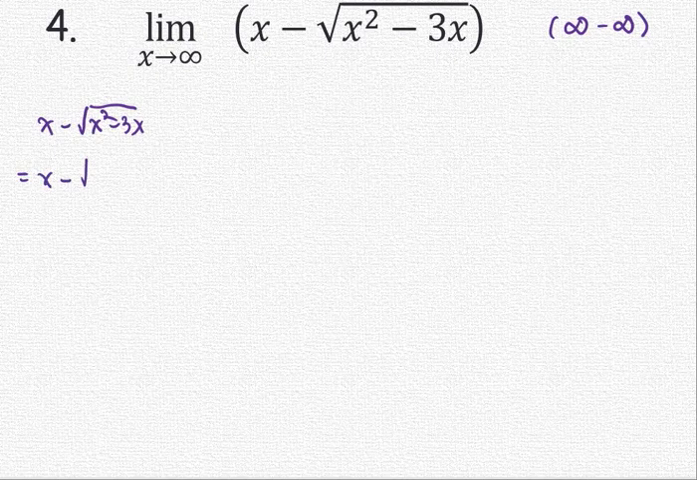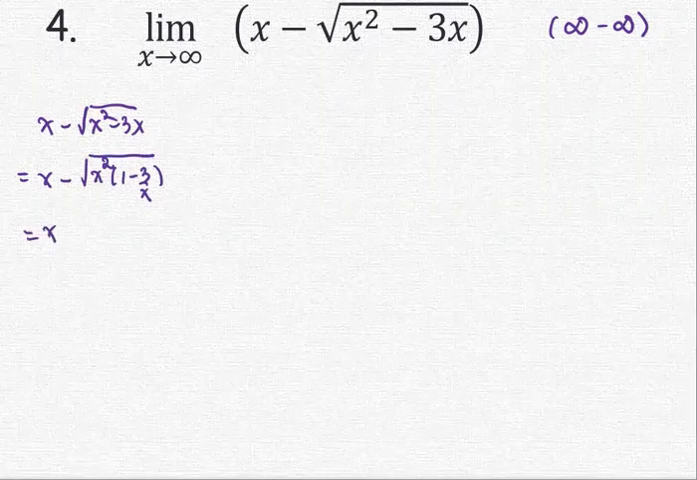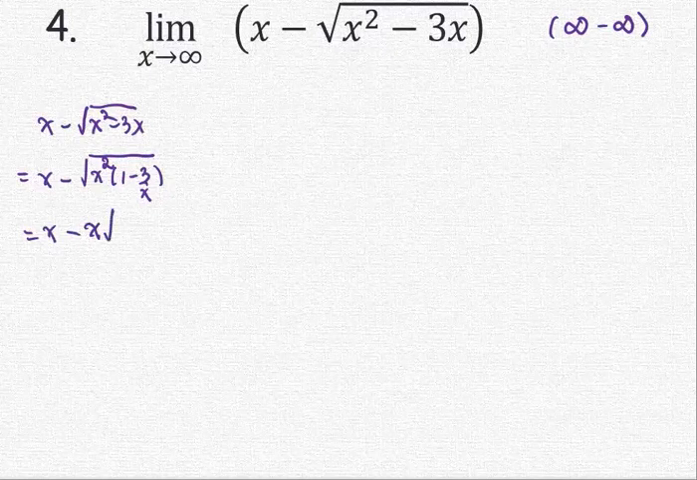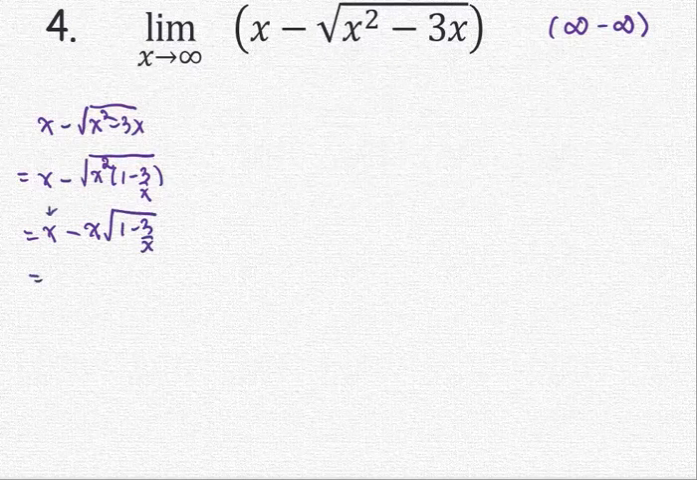From x squared minus 3x, we can write it as a product of x squared and 1 minus 3 over x. And then simplify the radical into the form of x multiplied by the square root of 1 minus 3 over x. Now we have the common factor x and x. Write it as a product of x and 1 minus square root of 1 minus 3 over x. As we started with the difference, at this step we have the product.